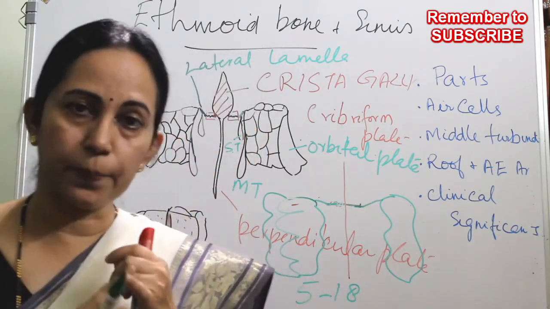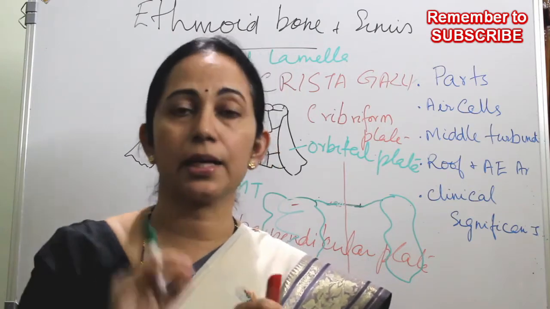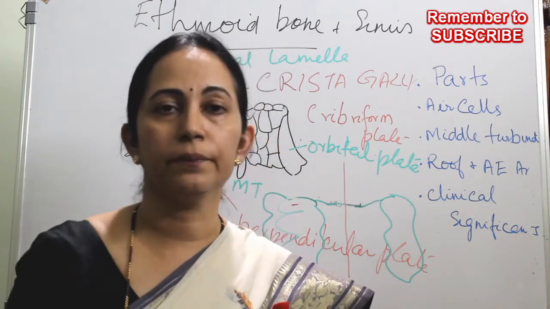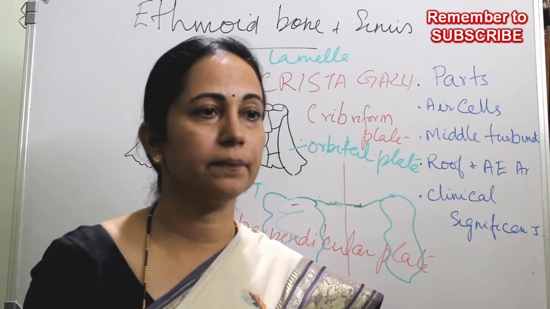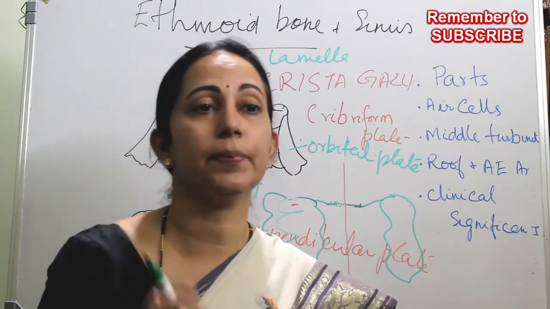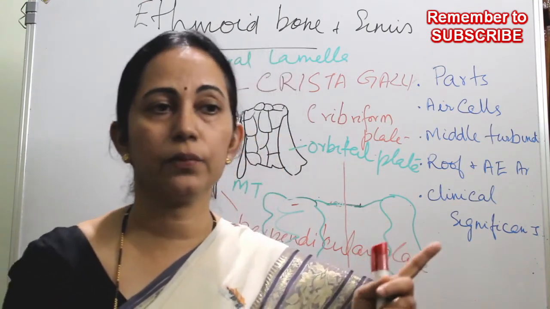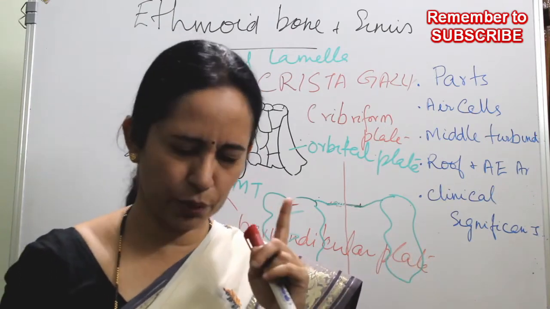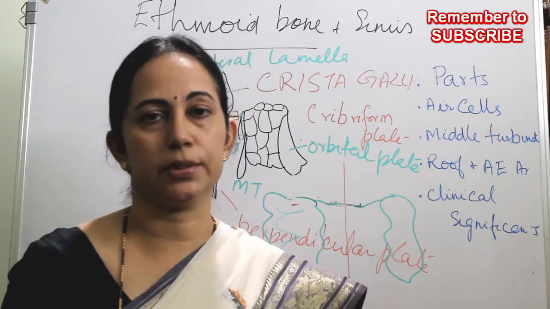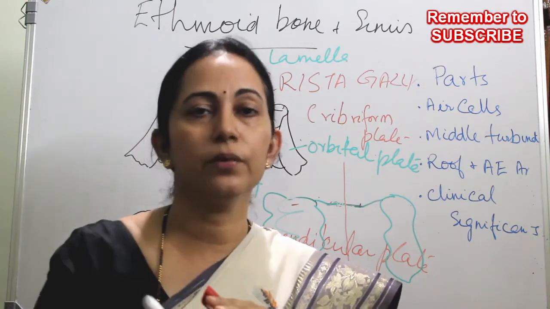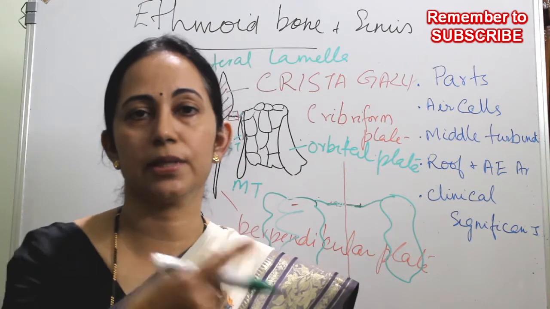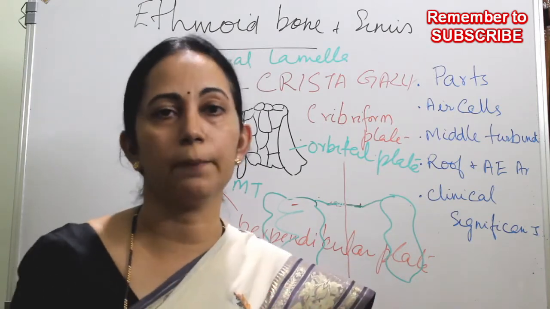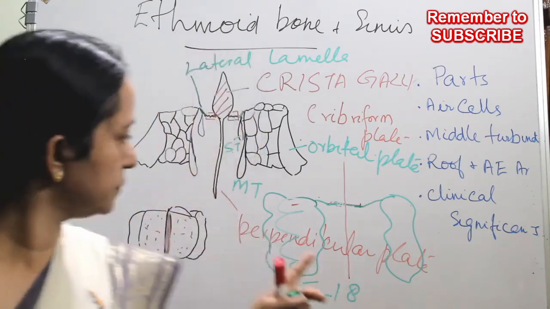Okay, so the superior turbinate and the middle turbinate are parts of the ethmoid bone. And what about the inferior turbinate? The inferior turbinate is an independent bone. Okay, along with the maxillary sinus, I told you where this middle turbinate is, the inferior turbinate is situated. The inferior turbinate is an independent bone which articulates with the maxillary as well as the lacrimal bone to form or complete the nasolacrimal ostium. Okay.